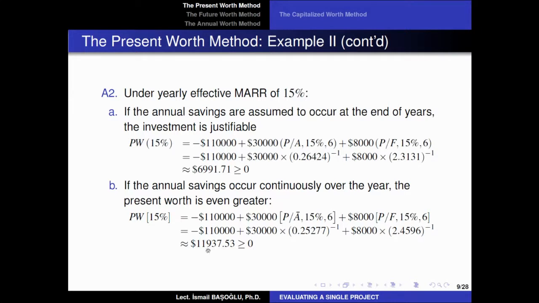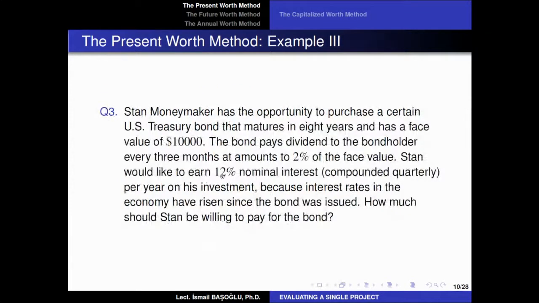And in that case, the present worth is going to be even larger. Why? Because the savings are not going to occur at the end of the years, but they are going to occur throughout the year. Therefore, these savings are going to gain much more interest under 15%. Because of that, the present worth is going to be larger than 6,991. So this is how we solve this question. Now we are going to solve one more question, and after that question, we can give a break.